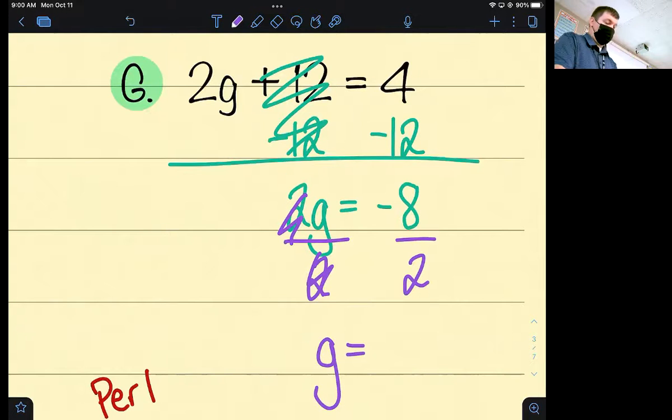Parker, what's -8 divided by 2? -4. Now there's nothing left but a -4 on the right side. G equals -4.